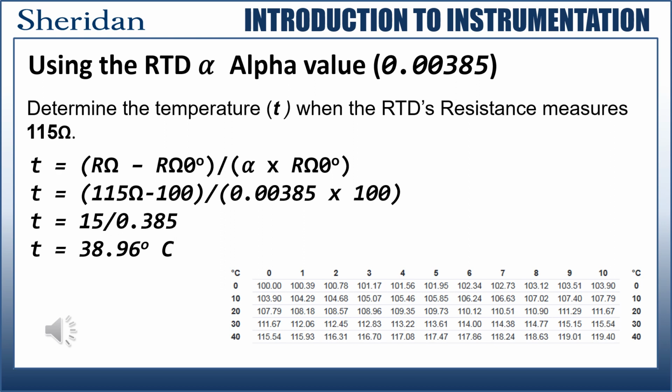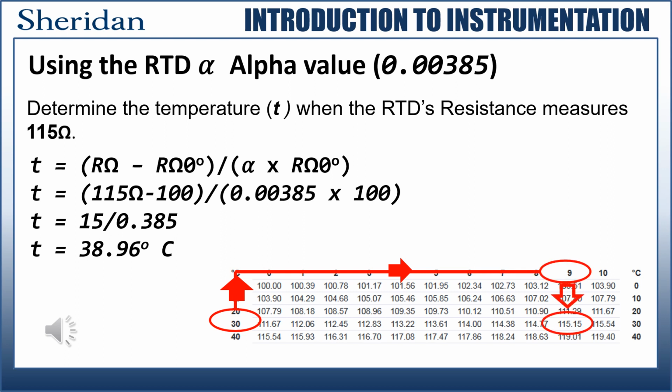First, the temperature we calculated is more than 30, so we start there. We find the 30 on the chart, and the next thing we do is go to the top and left and find the 9 column. 30 plus 9 equals 39. Our answer was 38.96, so 39 is the closest we have. Now we go down and cross the 9 column with the 30 row, and we find 115.15 ohms, almost exactly where we started.